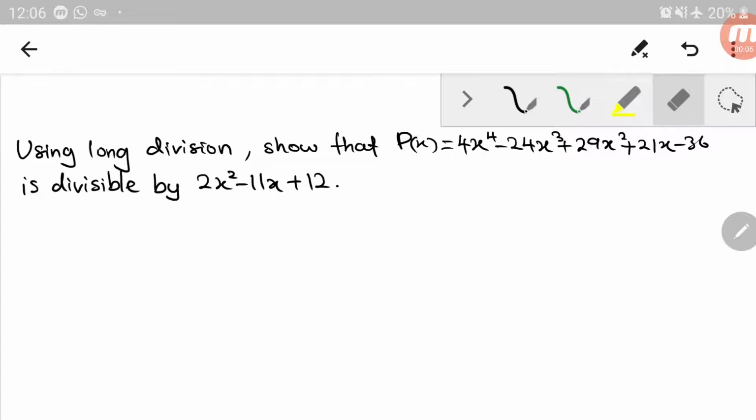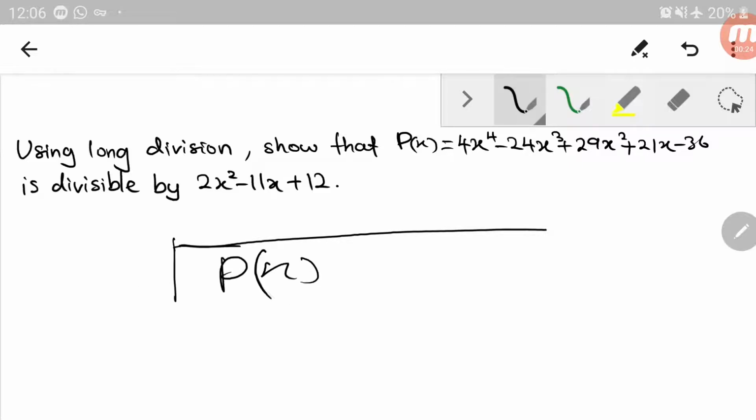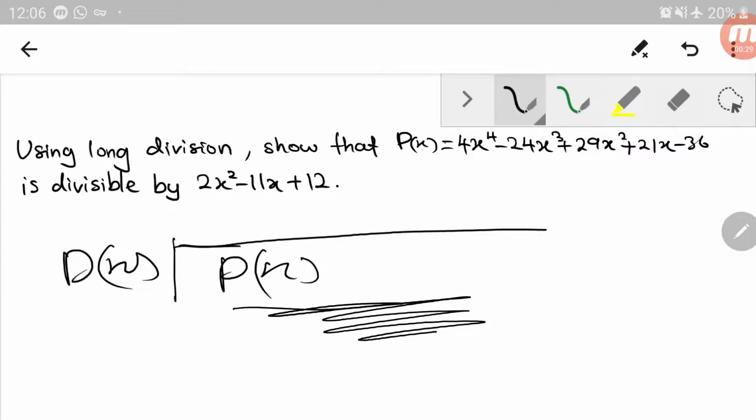In this video, I would like to show you how to show a polynomial is divisible by its given divisor by using long division. When we do long division, we have our polynomial here, we have our divisor here, and then we do the subtraction one by one, line by line. When we do that, we will get our q(x) bit by bit.